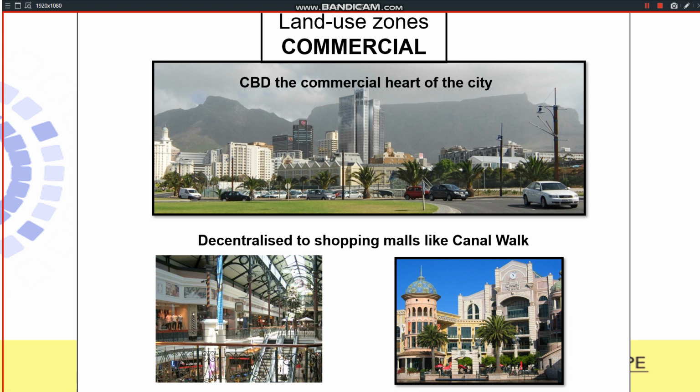And most of your shopping malls, you have a variety that you can think of in cities. Big metros, Gauteng, there's many malls there. In most of our areas, Port Elizabeth, there are malls there. In East London, there are malls. Okay? So the commercial function has been taken out of the city and decentralized. Right? So this is also a land use zone.